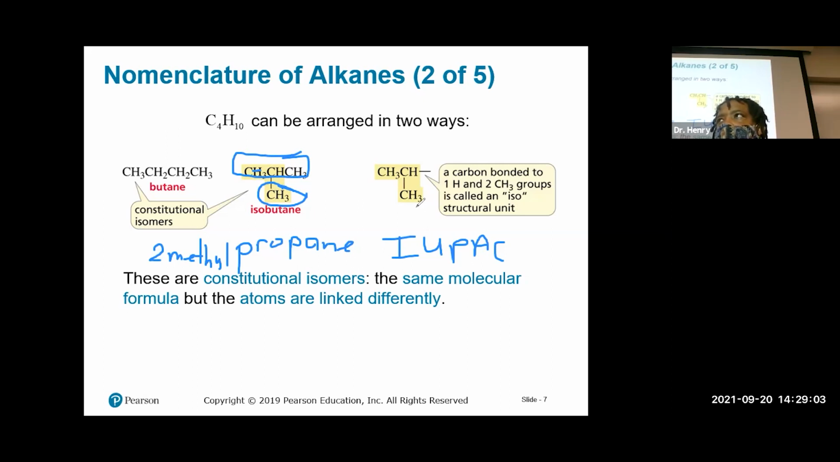Concerns? Kool-Aid? Okay. So again, these are considered iso because you have a methyl group here and a methyl group here, and then you have one hanging off here. Or you could have just said, I have a methyl group here, I have a methyl group here, and I have one hanging off there, right? Either way, it would be fine. Same concept. Make sense?